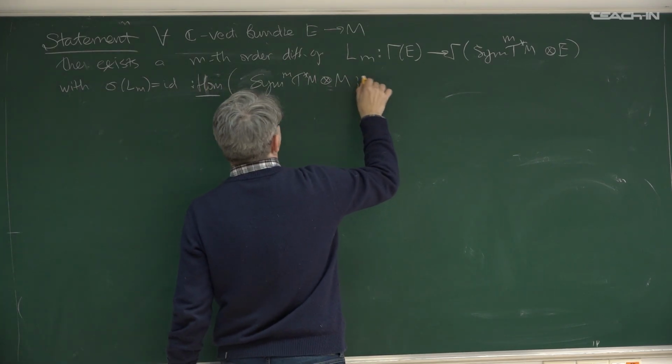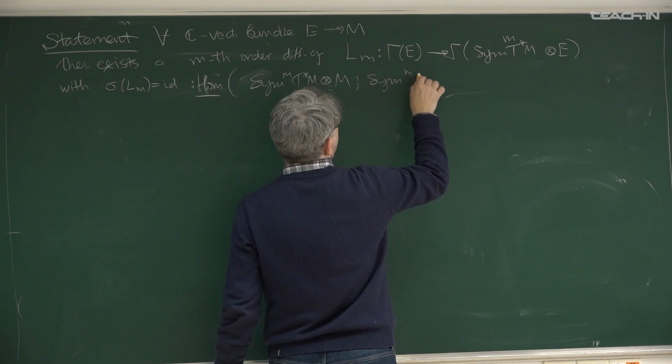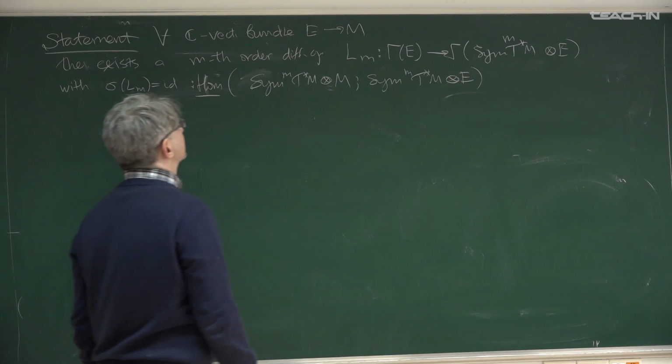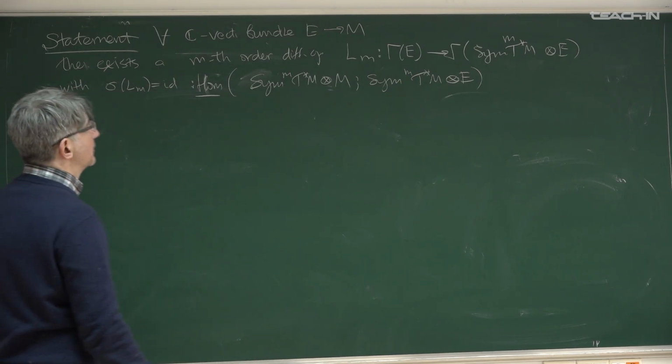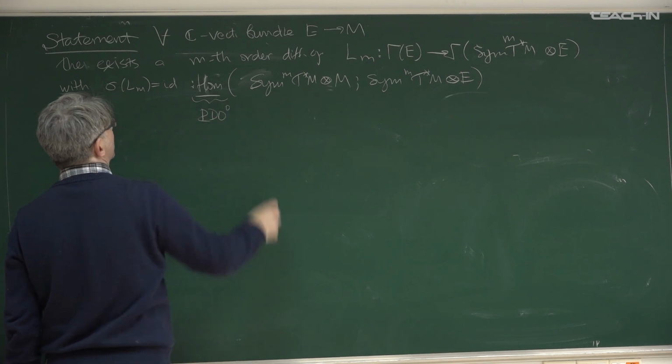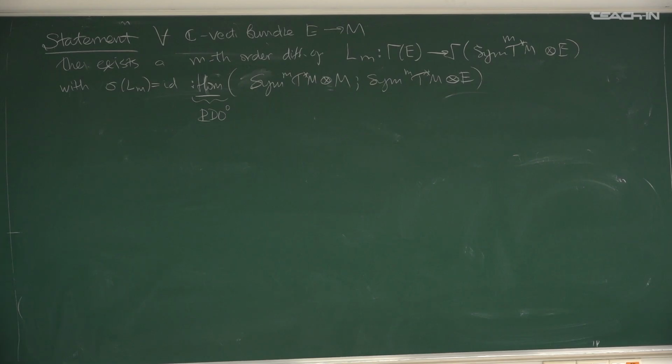Let me write it in this way. Or you can think that these are just partial differential operators of zero order. So it is a map of two bundles, a morphism of two vector bundles. So this is the statement. So we need to construct this differential operator. It can be done in a very simple way.